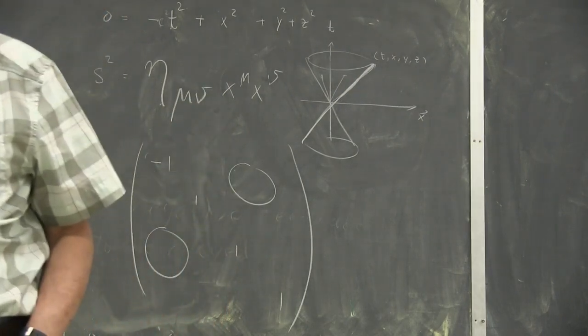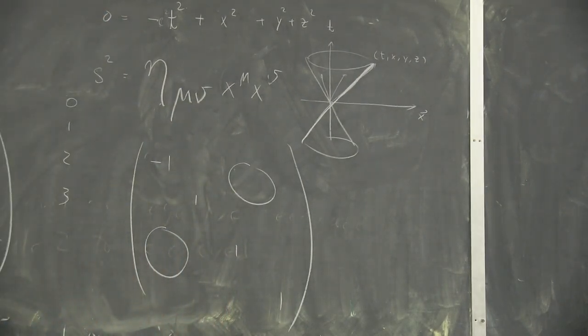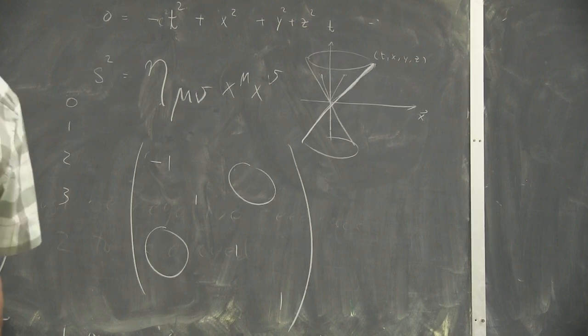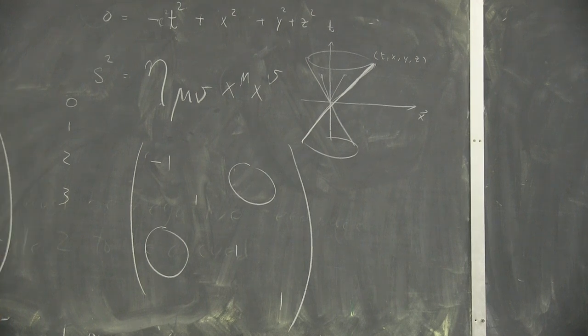What are vectors in here called? Light-like or null-like, because the length of the vector is equal to 0, which is very funny. A non-zero vector having 0 length. This is a strange thing about the geometry of relativity. A non-zero vector having 0 length, which you never see in Euclidean geometry, okay?